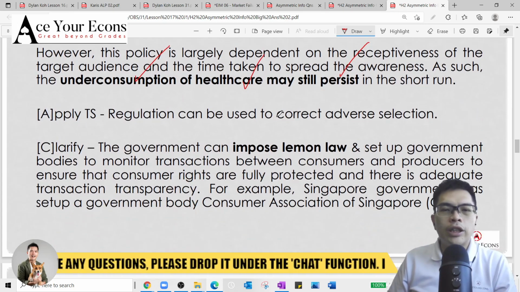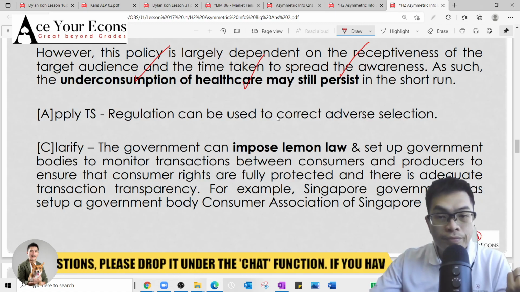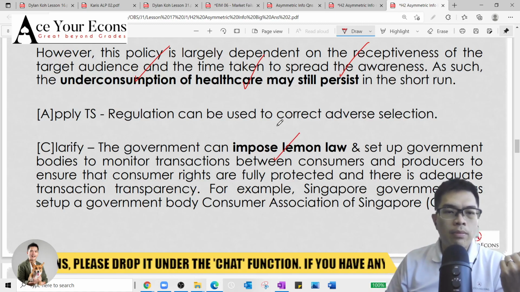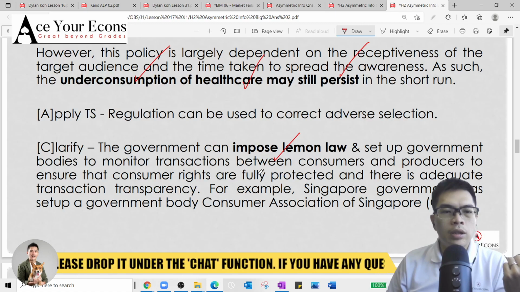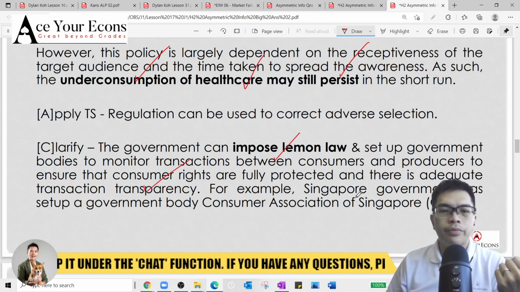Okay, next, regulation. Regulation is very straightforward. Lemon law. You can set up government bodies to monitor transactions between consumers and producers and ensure there's full transparency in their transactions.